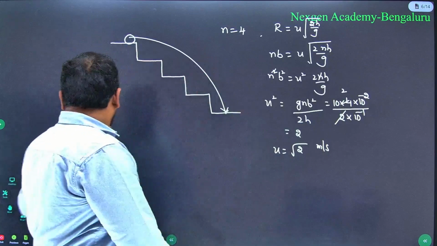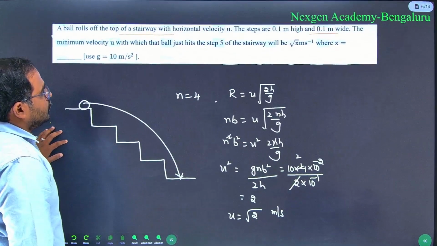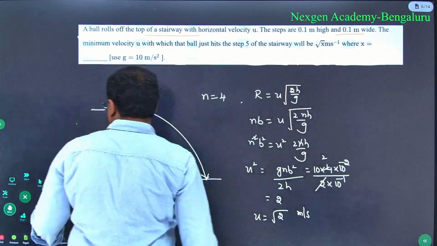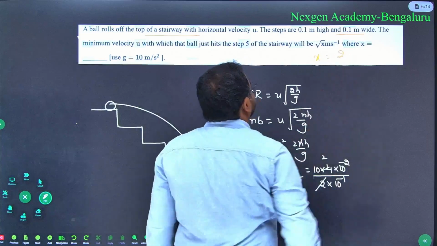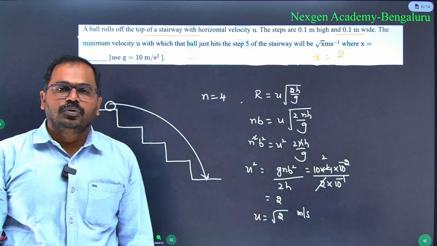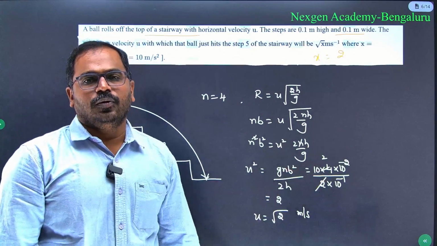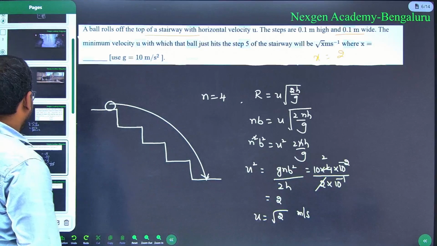Here we need to find, look at this, square root of x. So therefore this x value we have to find. This x is equal to 2 here, because we got square root of 2 meter per second. Therefore x is equal to how much? X is equal to 2. Okay, right. Next, another question.